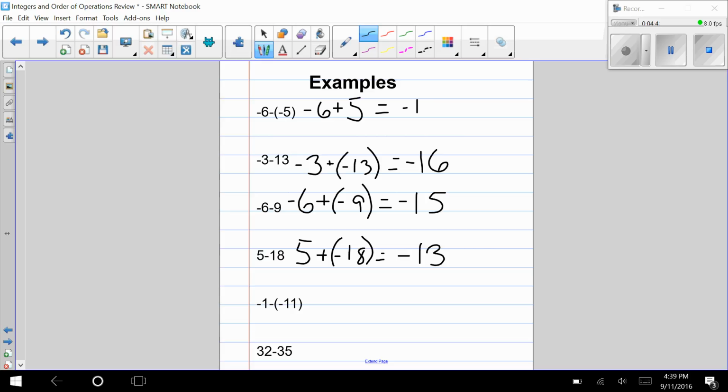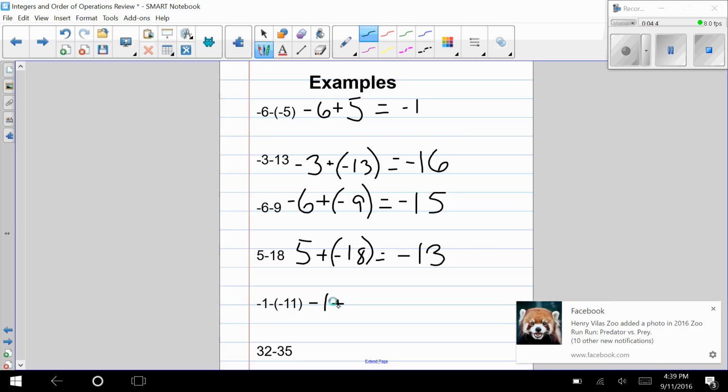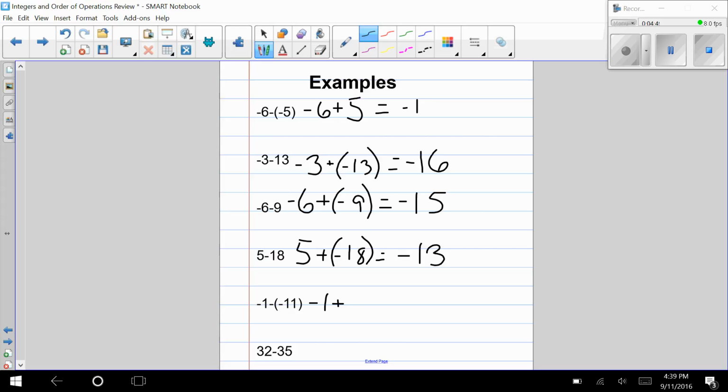Negative 1 minus negative 11. The negative 1 stays the same. Minus becomes a plus. The negative 11 becomes a positive 11. Negative 1 plus 11, I have many more positives than negatives. So I take 11 minus 1, my answer is 10.